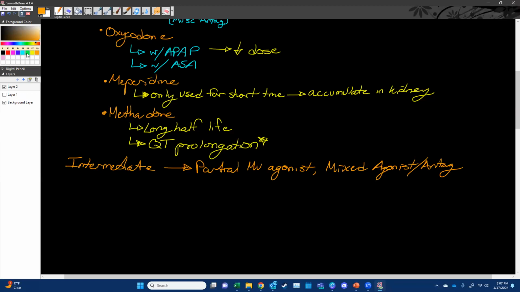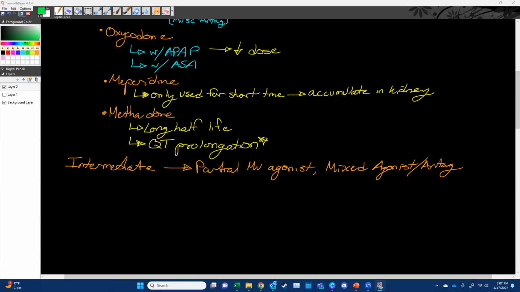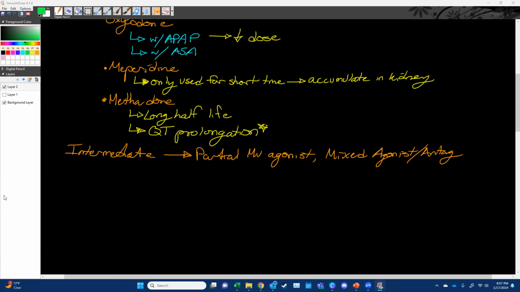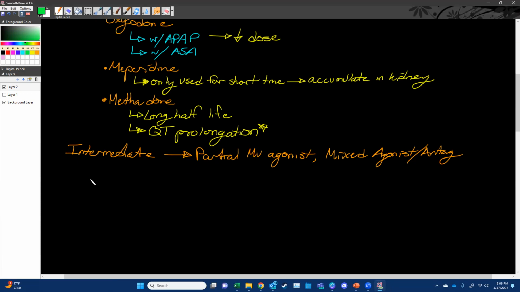Actually, let's talk about what we mean by mixed agonist antagonist real quick before we do that. Of our three receptors, our mu receptor is related to the strongest analgesic effect. In order to get analgesia, you really, really, really need to activate the mu receptor.